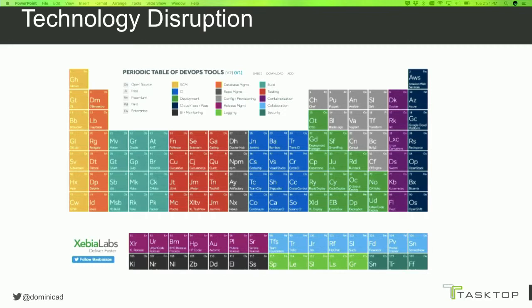If we look at technology disruption, my first job out of university, I was doing builds on IBM mainframes, and we were using JCL, C, COBOL, assembly language, and mag tapes, right? And now, if you look at the Xebia Labs chart, there's over 120 DevOps tools in their periodic table of tools. And that's just DevOps tools.